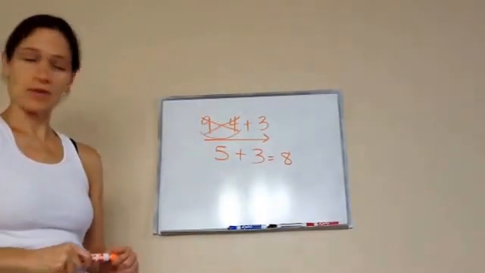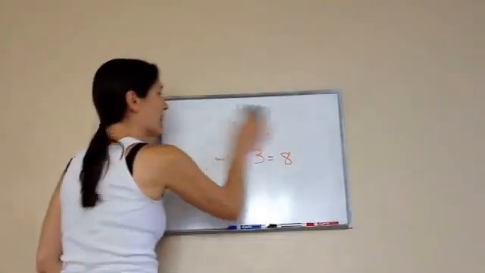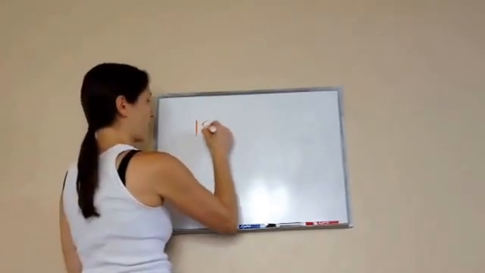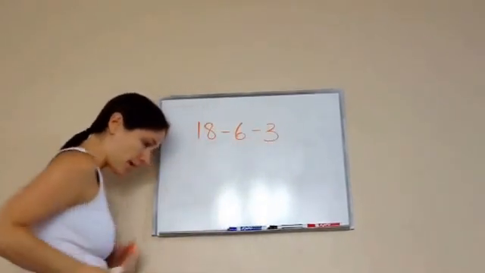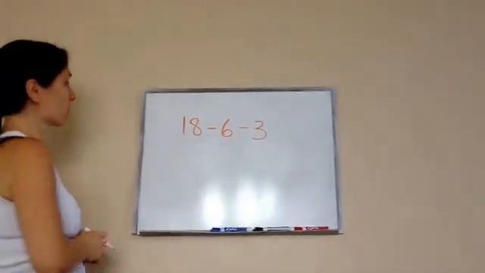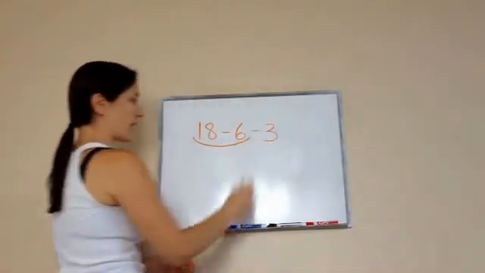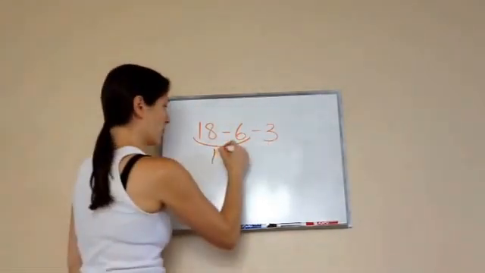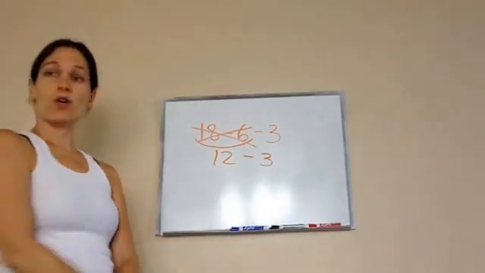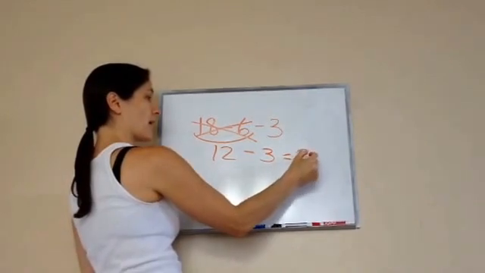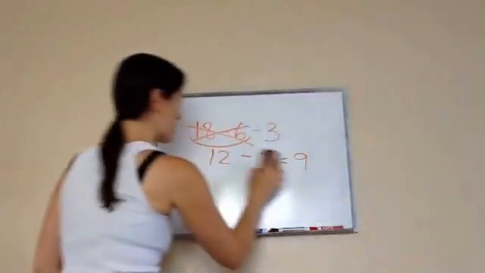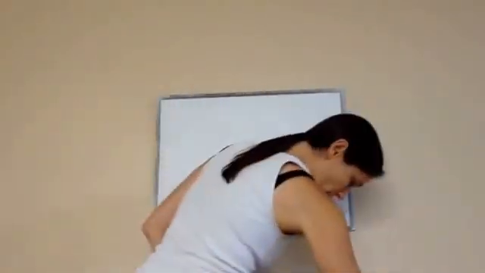Pretty easy, huh? Okay, so now what if, let me show you this, you were to see 18 minus 6 minus 3. What's our first step? 18 minus 6, and 18 minus 6 is 12. Okay, so we're done with that. Now we got minus 3 still to do. So our final answer is 9. Got it? Yep.